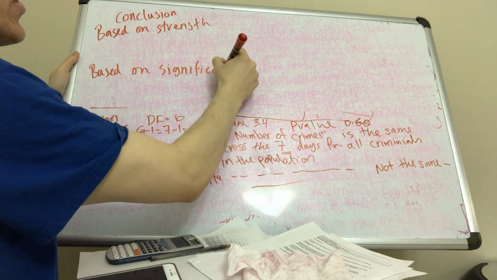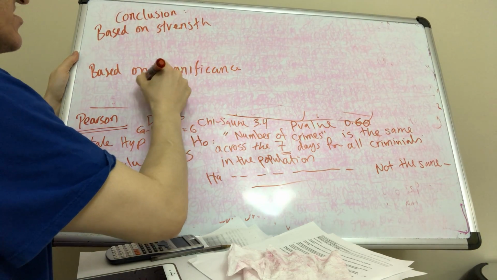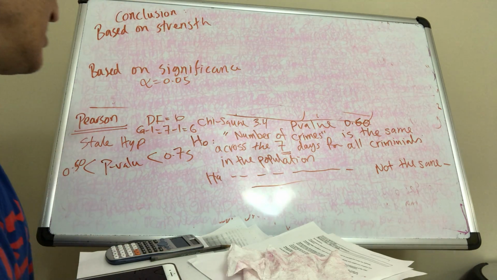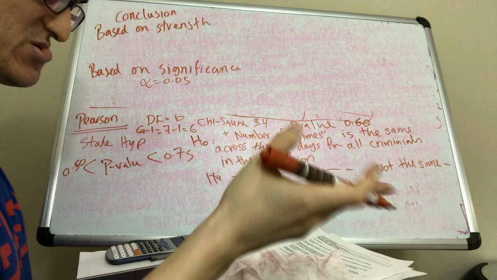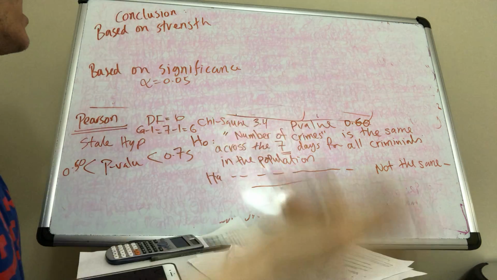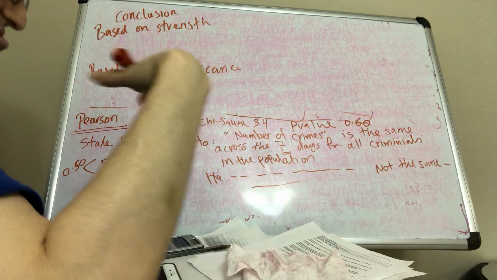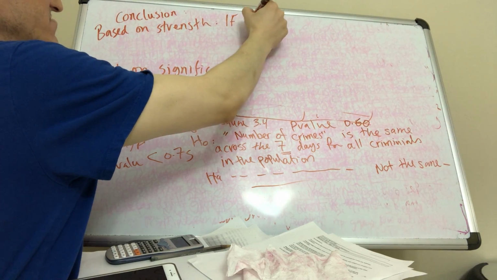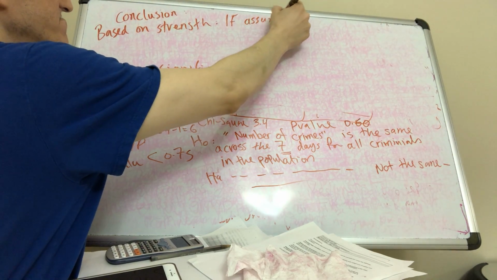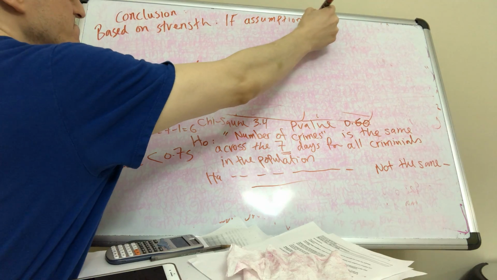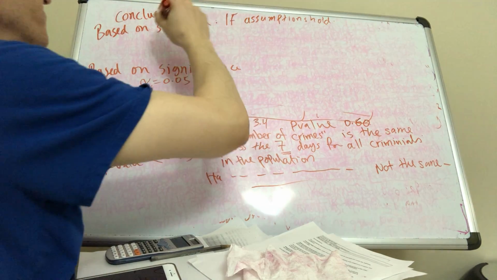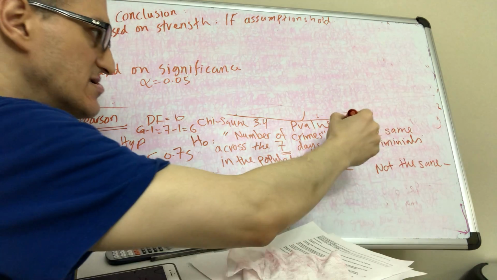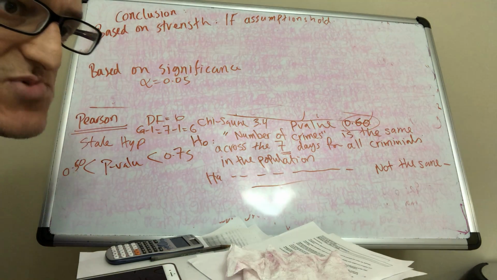I'll do it both ways, based on strength and significance, and for the significance I'll use 5%. Actually, I think they use 1%, doesn't it? Okay, now talk about assumptions, so we say, if assumptions hold, and if you do it with the p-value, if your p-value is, say, 60%, that's way more than 10%.